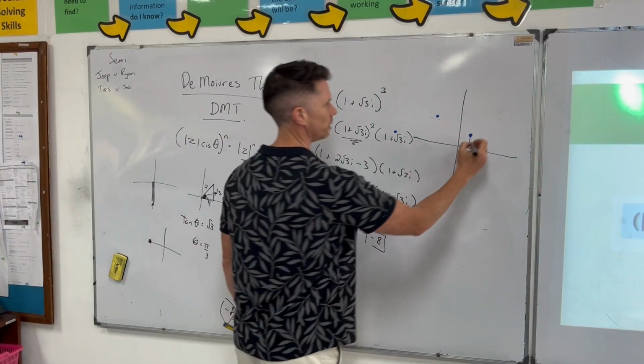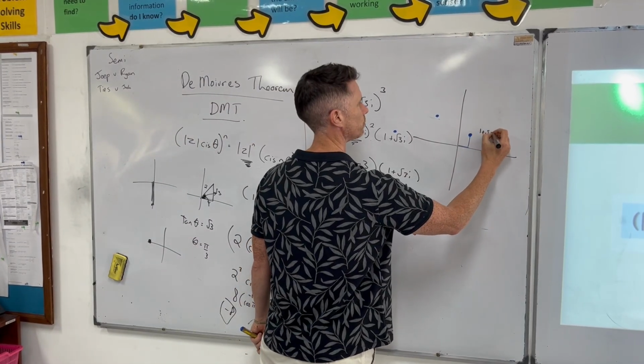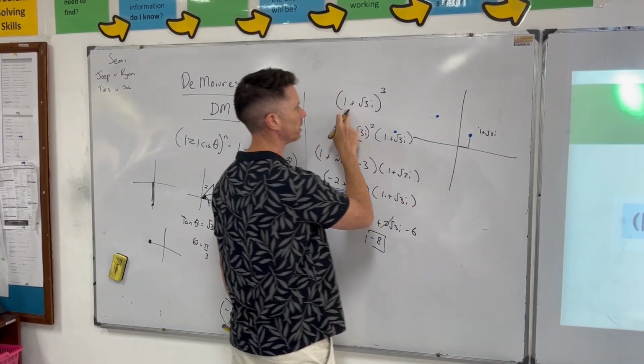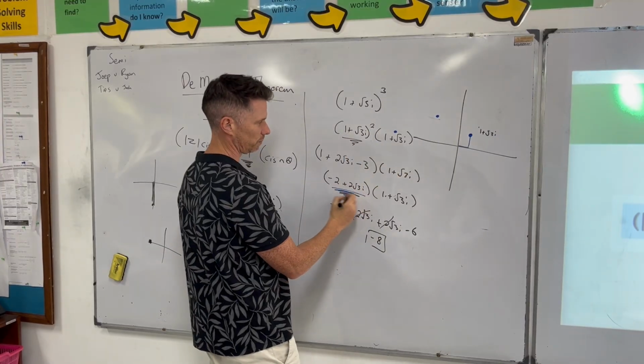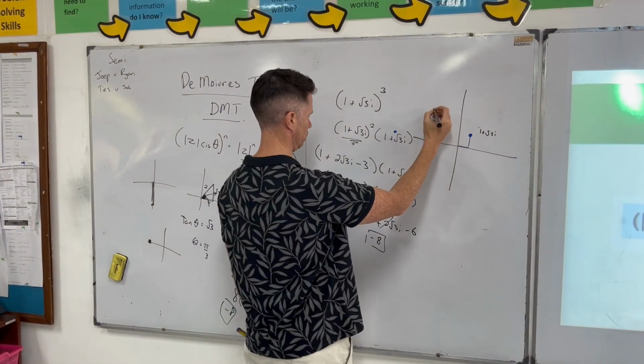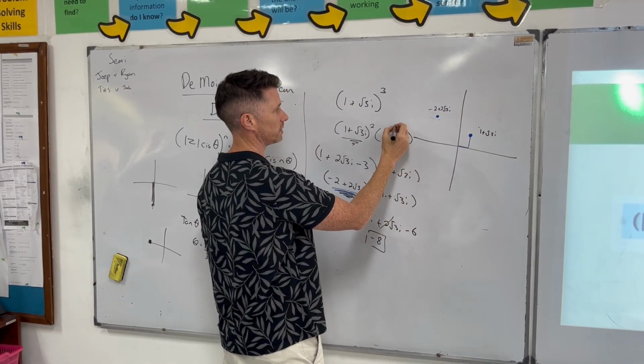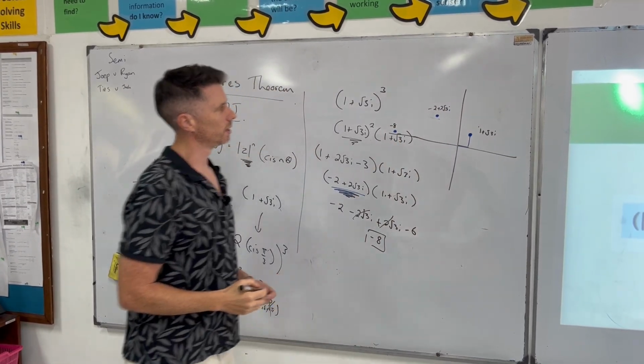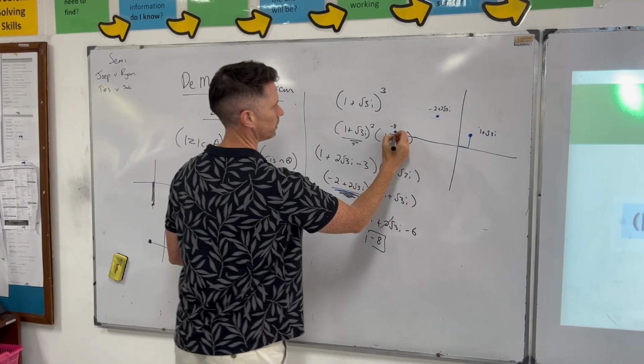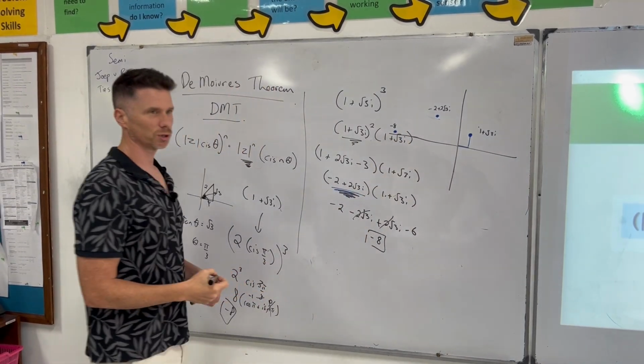Yeah, so this one is 1 plus root 3i, our beginning one. This one, I just took it from here when I squared it, to -2 plus 2 root 3i. This one then is the -8. Now I know it's not quite on. Where's the next one going to be?